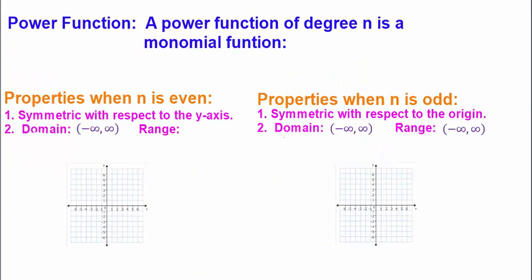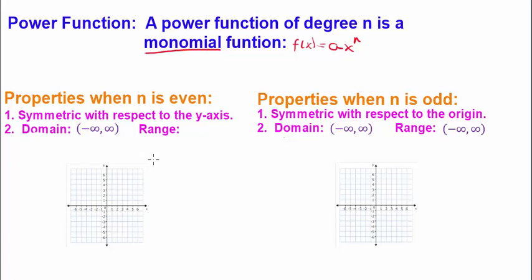There is a particular polynomial function that is worth mentioning, and that is called the power function. The power function is a function of degree n, is a monomial function written in the form f of x is equal to a times x to the nth power. So a is your coefficient, and then n is your exponent, and that is it. There's no other terms. It's one term, which is why we call it a monomial.